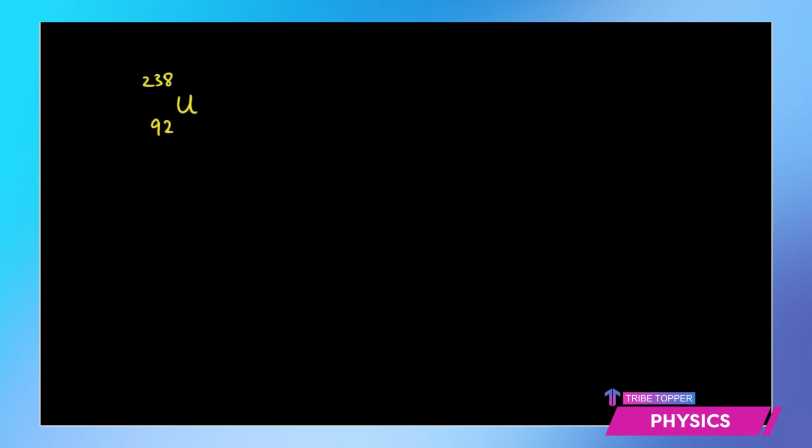Let's see an example. You have the starting parent nucleus as 92U238. When it undergoes alpha decay, it gives you 2He4 as the alpha particle. As per the general equation, the new daughter nucleus formed is thorium. It should be 90 thorium 234. So you have 234 plus 4 as 238, and 90 plus 2 as 92.